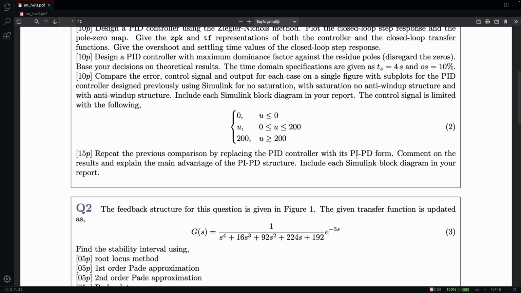So you are going to have, again, 3 more models here where you have the PIPD controller and the response, and the error signal, control signal, and output signals on a single figure, and then another one where you have the PIPD with saturation, and then again the same results, and of course the anti-wind-up structure, the PIPD, and the saturation element should be the 3rd one here.